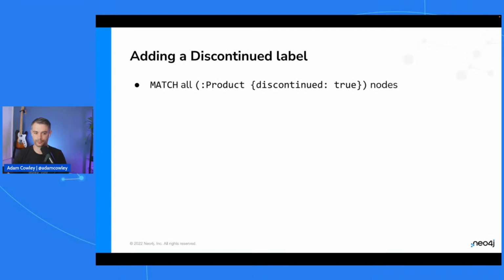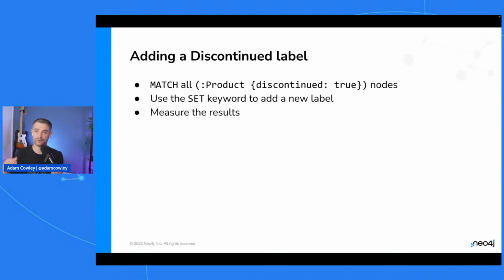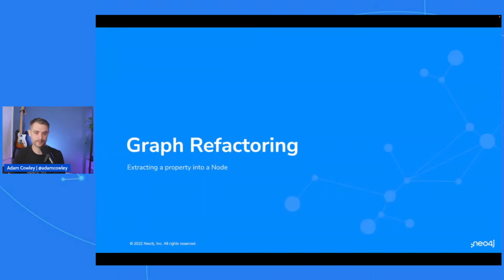In order to add a new label to a node, firstly, we need to identify those nodes. In this case, we're using a match clause to find all of the product nodes where it has a discontinued property set to true. We can then use the set keyword to add a new label to that node. Once we've done that, we then measure the results. Is it more performant? Does it do what we need it to? If it doesn't, then we have to go back to the drawing board. Otherwise, we're good.